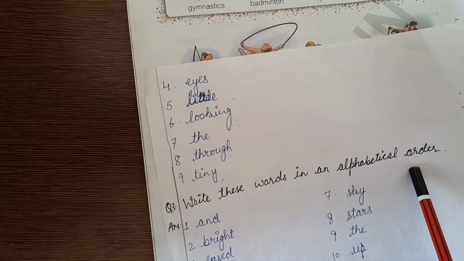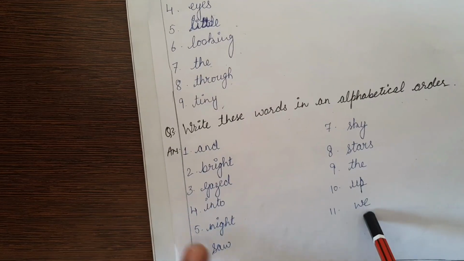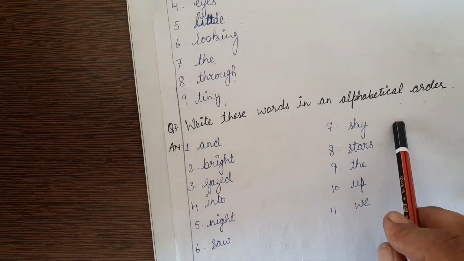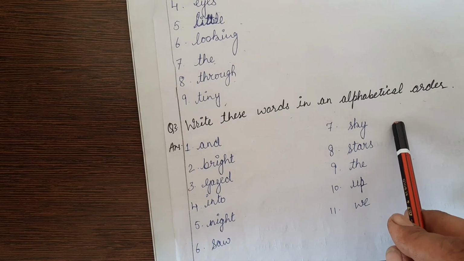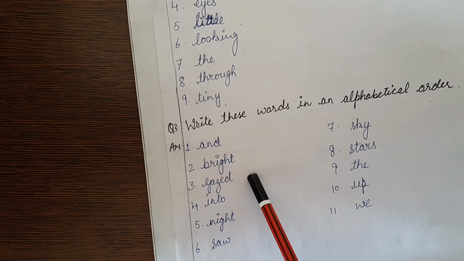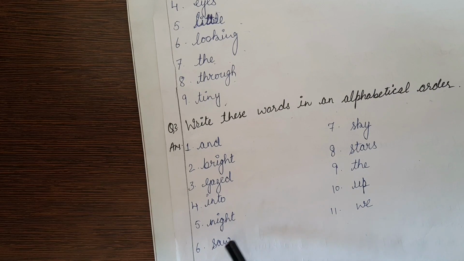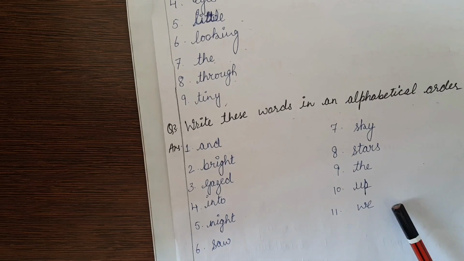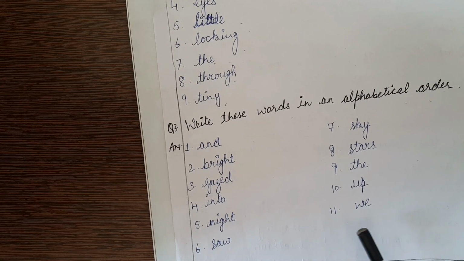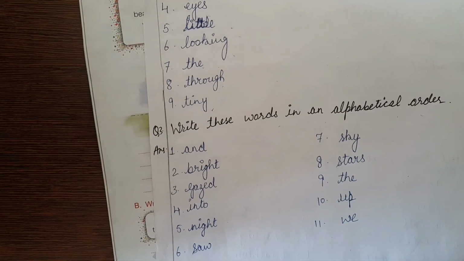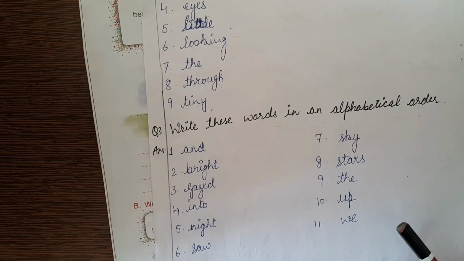And the last one is the third. Write these words in alphabetical order. We already arranged these words in a particular series in our assignments. Here is ant, bright, gazed, into, night, saw, sky, stars, the, up, way. So you guys have already done it in your notebook. Please read carefully.